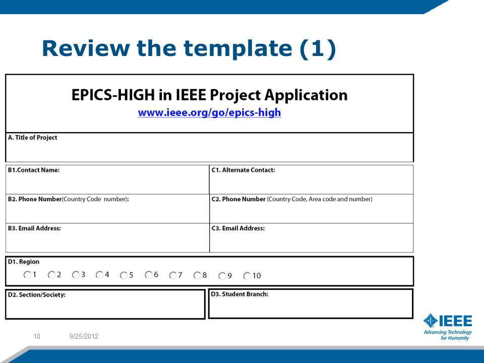If there is no section in your area, then the region could take responsibility, or if that is less convenient, then IEEE educational activities may enter into an agreement with your geographical entity or supporting organization. The student branch, which is a registered entity of the IEEE, is also required, but once again, if unavailable, then IEEE volunteers can discuss this with IEEE educational activities. We have seen EPICS in IEEE project applications leading to student branch creation.